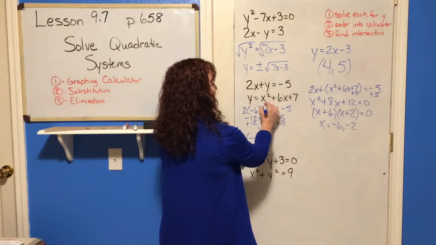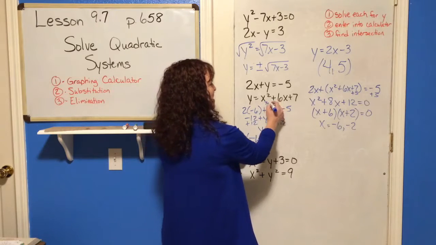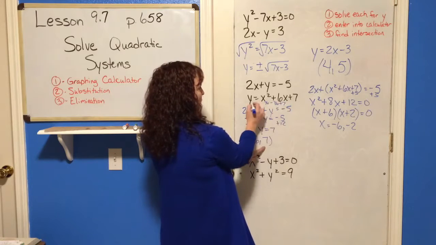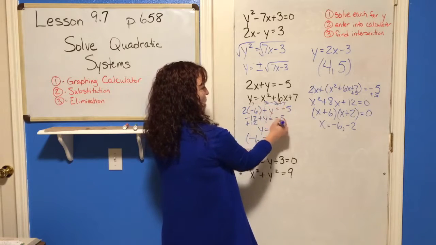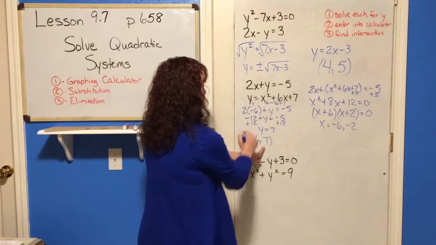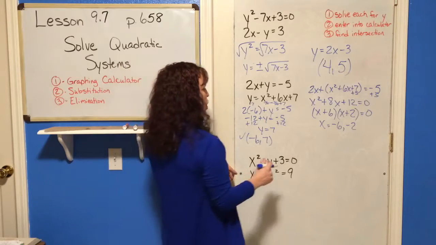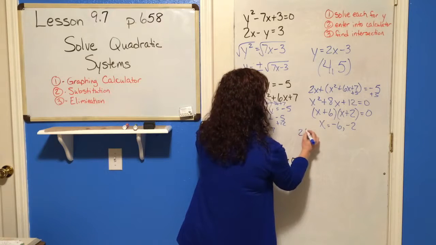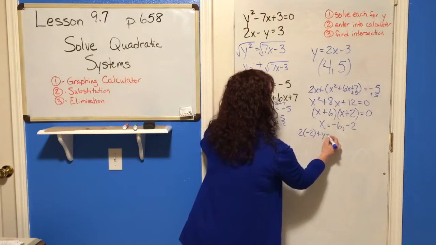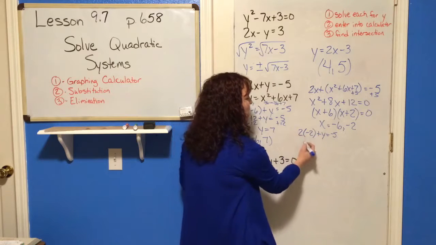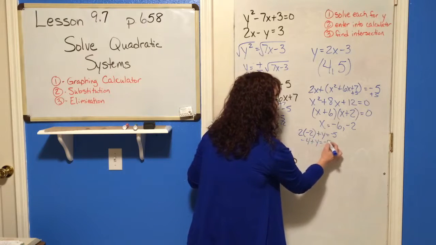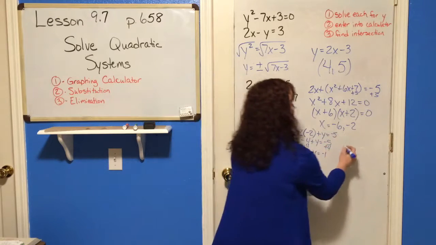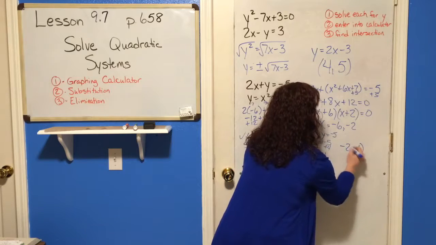-6 squared is 36. -6 times 6 is -36 plus 7. And that does equal y, which is 7, and these two positive and negative drop out, so 7 equals 7. Yes, this solution checks out. So you've got one more x, so put that in for the other equation. 2 times -2 plus y equals -5. 2 times -2 is -4 plus y equals -5. Add 4 to both sides. Y equals -1. So now we have the solution -2, -1.